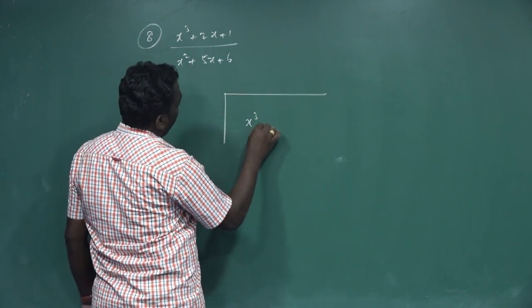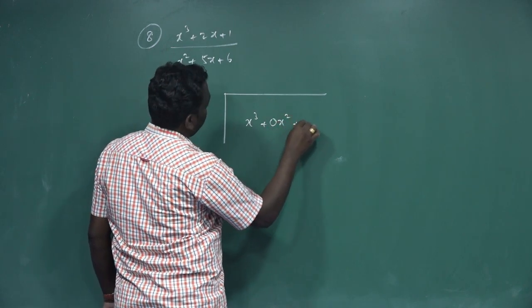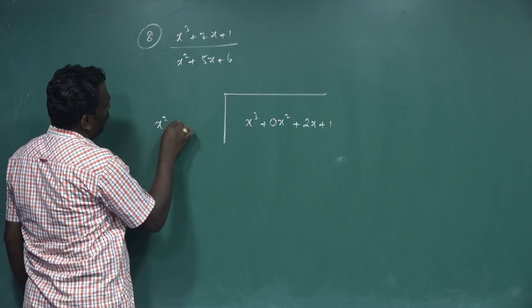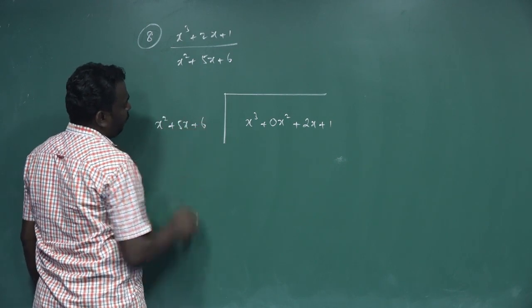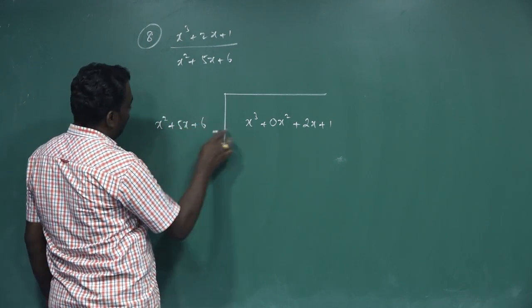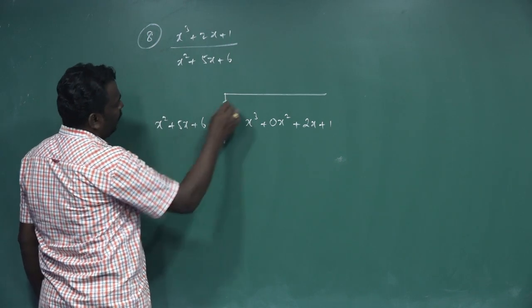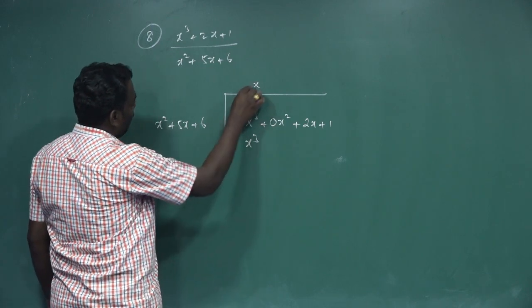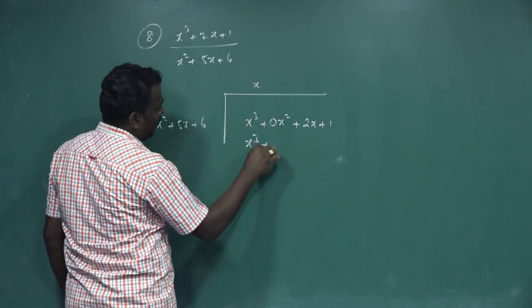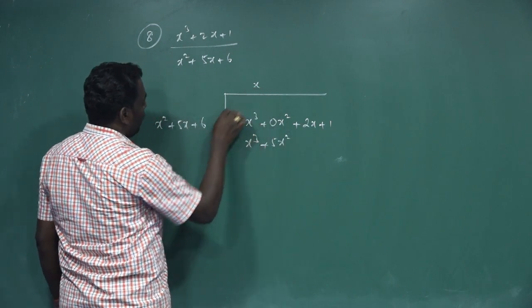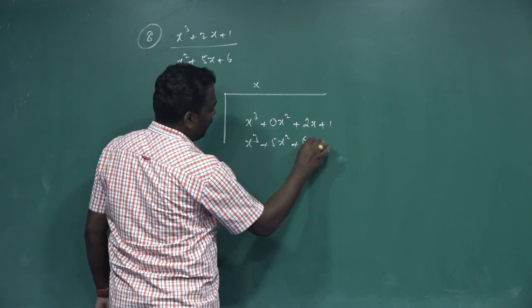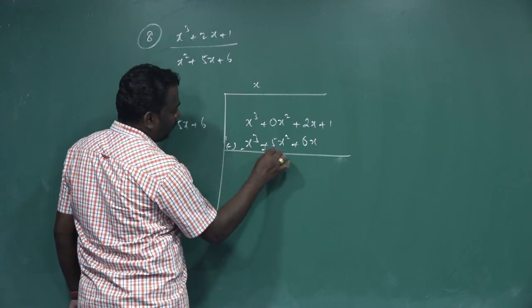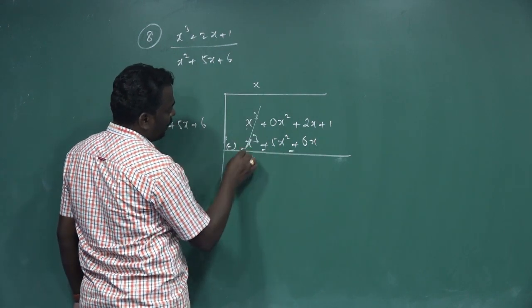Numerator x power 3 plus 0 x square plus 2x plus 1, and denominator x square plus 5x plus 6. Now we want to cancel x power 3, so we multiply x square with x. Therefore x into x square is x power 3, x into 5x is 5x square, x into 6 is plus 6x. Now we change signs, minus and plus, both are cancelled.